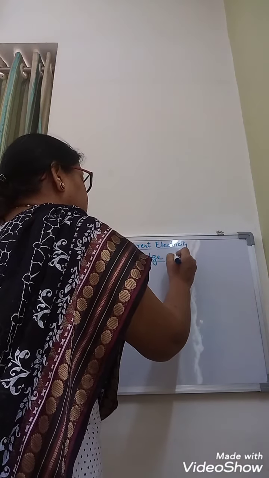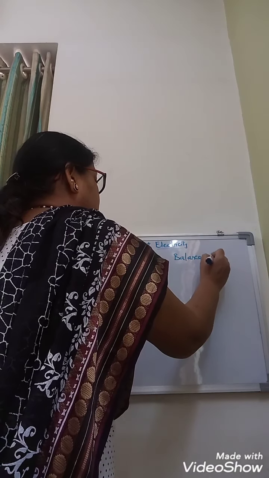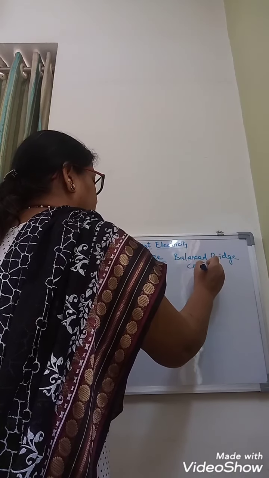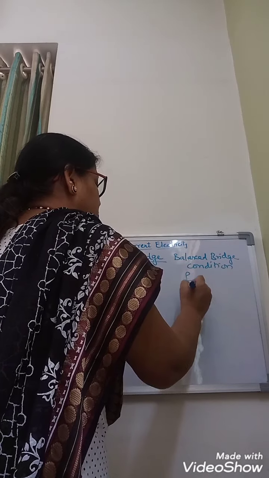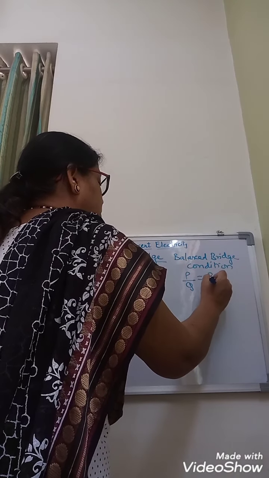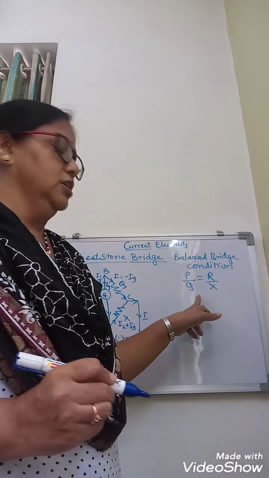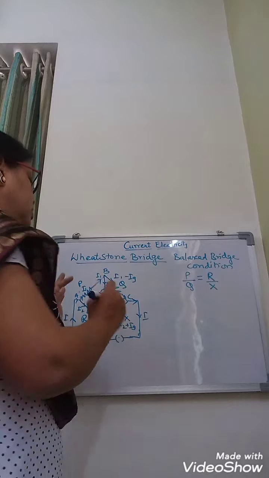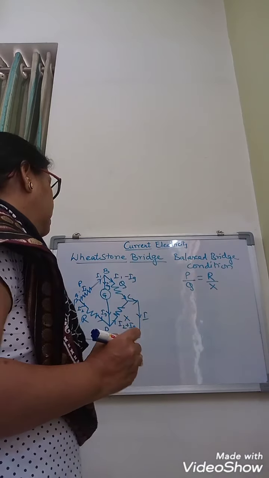Now what is a balanced bridge condition? This condition is a special condition, P upon Q is equal to R upon X. When we get this condition, we say that the bridge is balanced. Now this is called a bridge. Wheatstone is the name of the scientist, and this is a bridge.